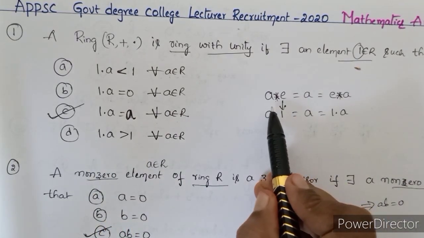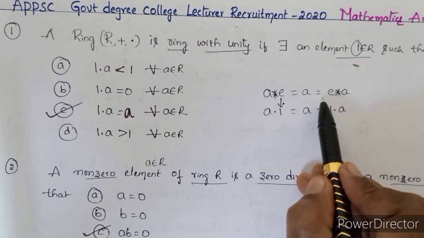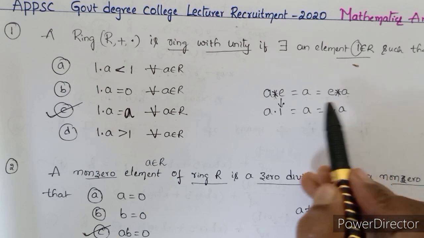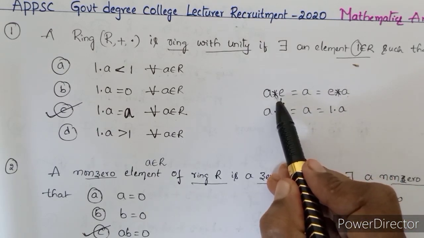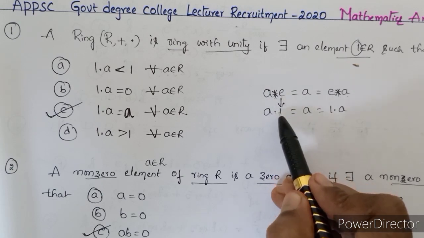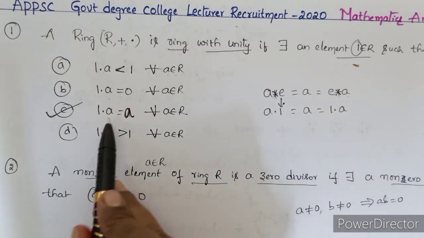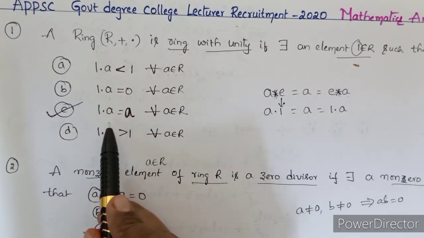By identity law, we know a * e = a = e * a. Here we use the binary operation multiplication. So a·1 = a = 1·a. That is why option C is correct. Please note this point.